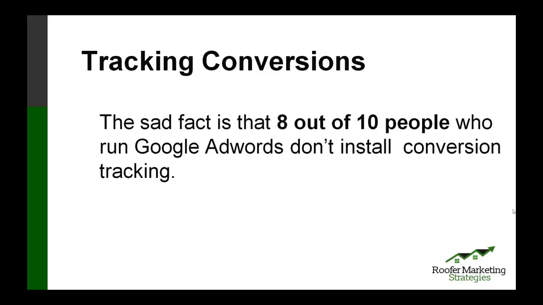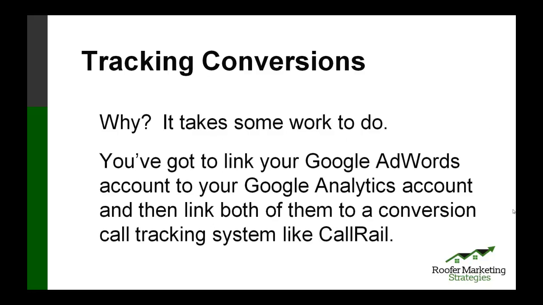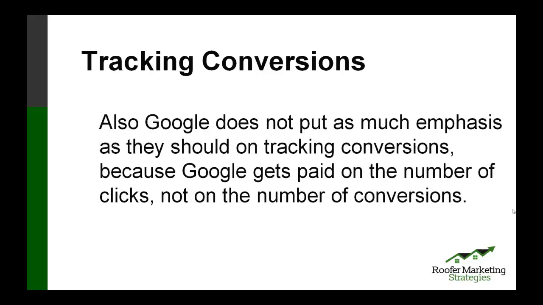Yet, the sad fact is 8 out of 10 people who run Google AdWords campaigns don't install conversion tracking. Now, why? Well, it does take some work to do. You've got to link your Google AdWords account to your Google Analytics account, and then link both of them to a conversion call tracking system like CallRail. And that's technical stuff that you don't really need to know unless you're doing your own Google AdWords campaign.